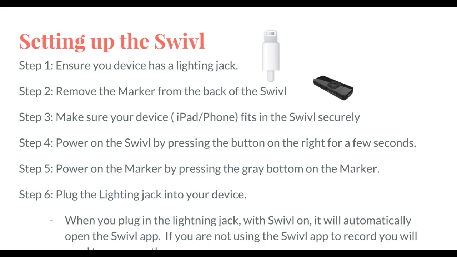The second thing you're going to do is take the marker out of the back of the Swivl. You're then going to make sure that your iPad or iPhone sits into the Swivl securely. You'll power on the Swivl. You'll then power on the marker. You'll plug the lightning jack into your device, and when you plug it in, it's going to prompt you to switch to the Swivl app. If you're using the Swivl app, you don't have to do that. But if you're not, then you'll need to switch whatever app you're using to make the recording.